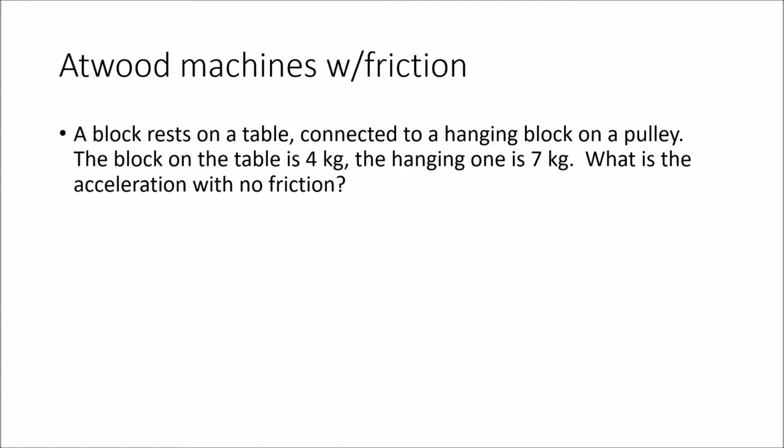So this one is a block rests on a table connected to a hanging block on a pulley. And I've got a drawing that I'll show you to help you understand. The block on the table is 4 kilograms, the hanging one is 7 kilograms. What is the acceleration with no friction?